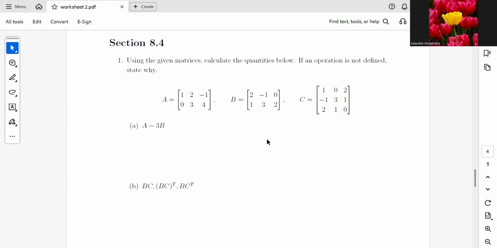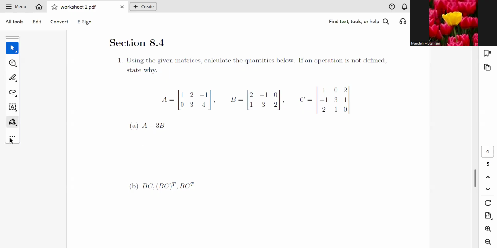Hello everyone, we're going to work on 8.4, which is about matrices. For the first one, three matrices are given to us and it asks about finding A minus 3B.